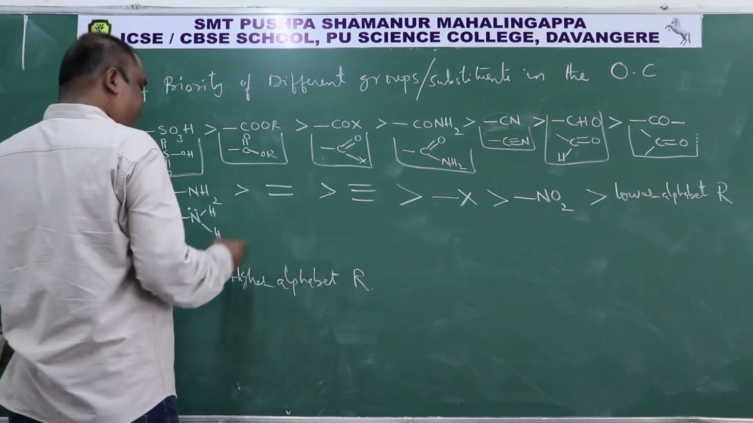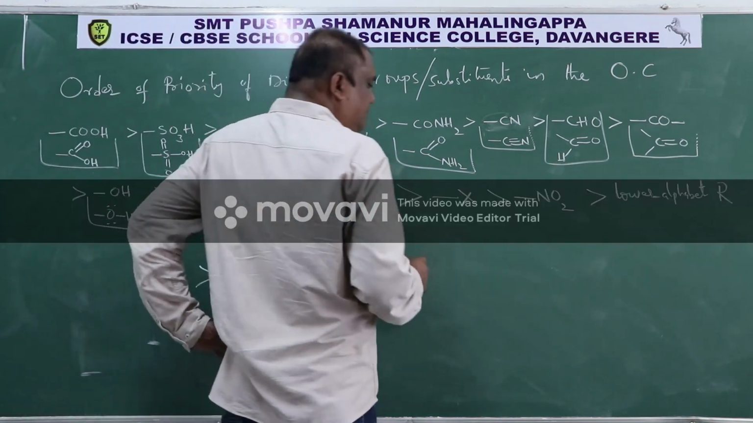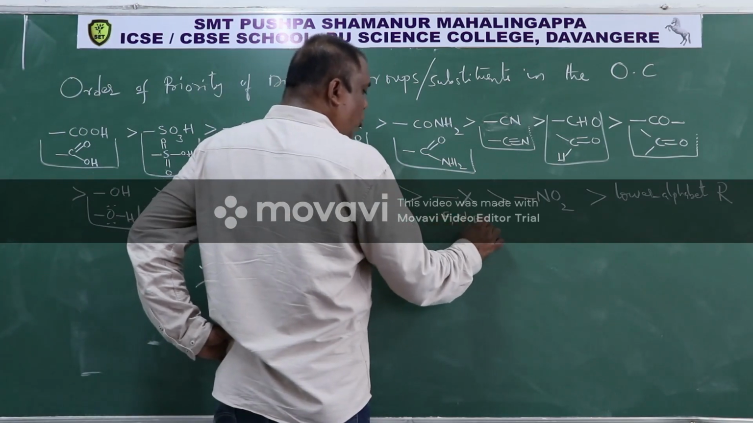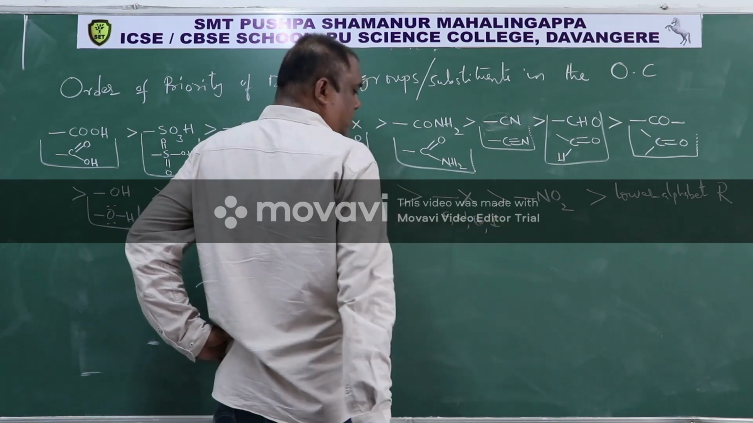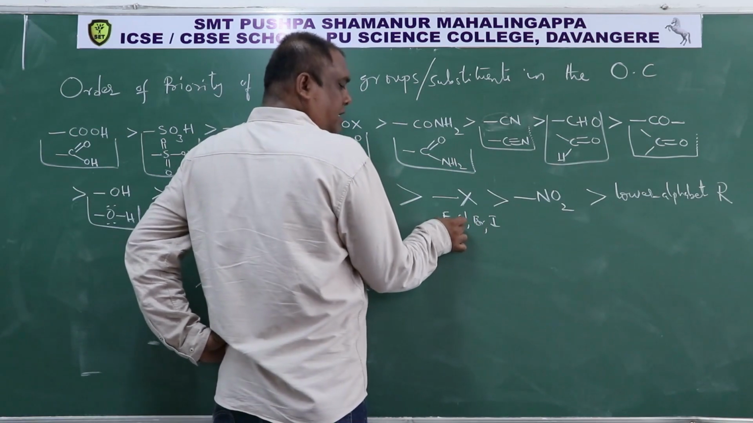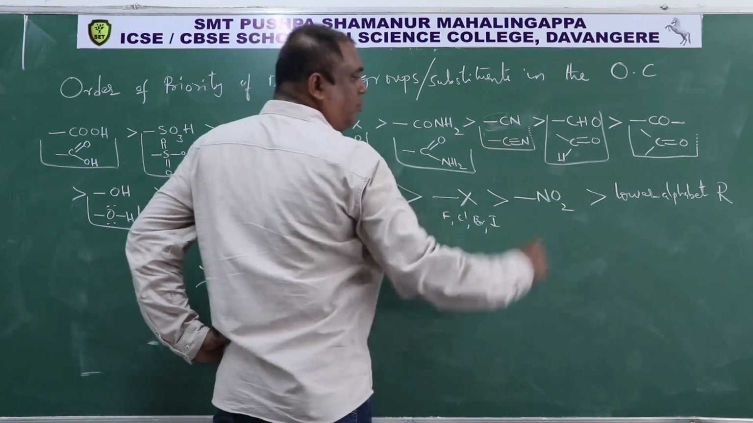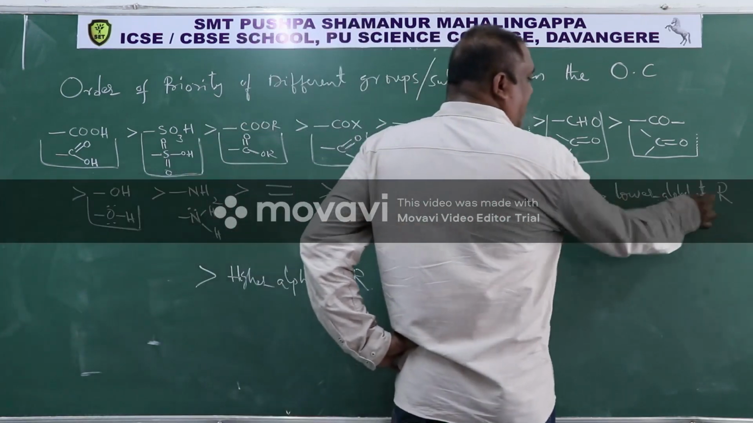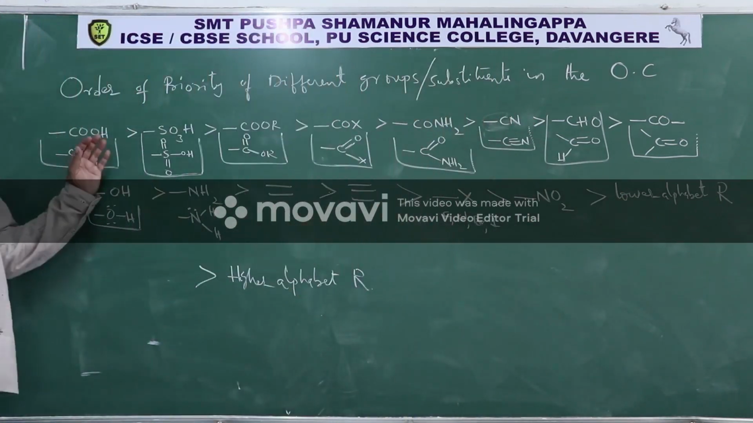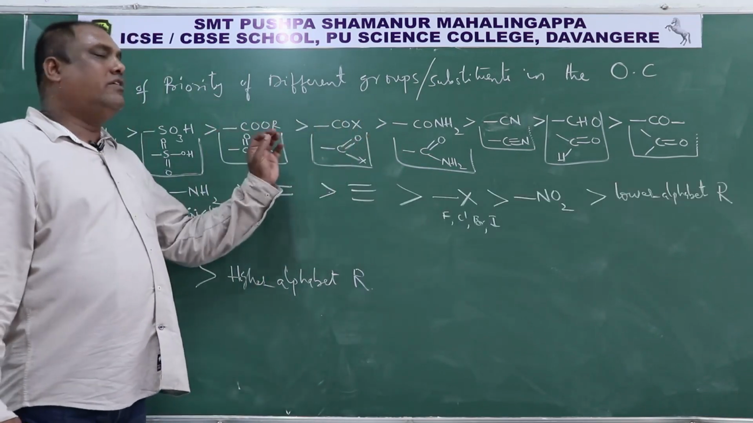Now this is double bond, this is triple bond, this is halogen. Here again we have fluorine, chlorine, bromine, iodine. So here the lower alphabet is B, then C, then F, then I. Then nitro group, then lower alphabet alkyl group, then higher alphabet alkyl group. So this is the order of priority we have to follow while giving numbers.